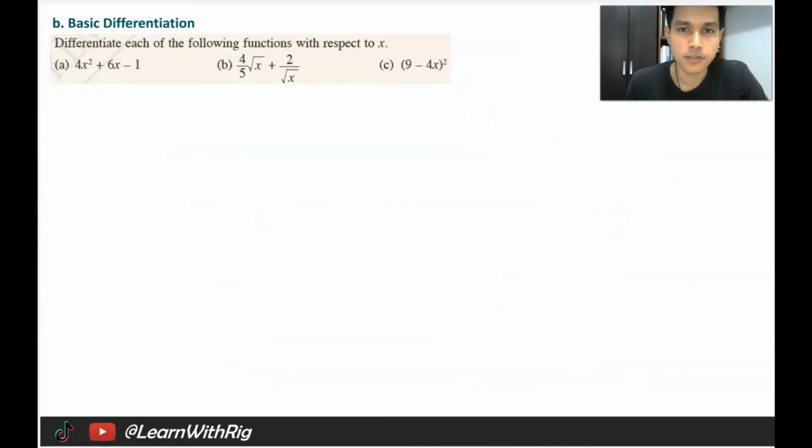Differentiate each of the following functions with respect to x. This one is actually the same thing. The previous question was more about differentiating single terms, numbers with the variable. But in this case, now they combine it, so you have plus and minus involved. So let's do it together.